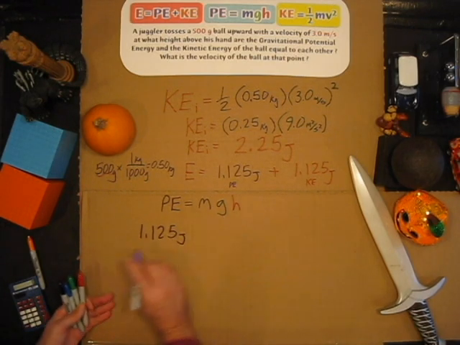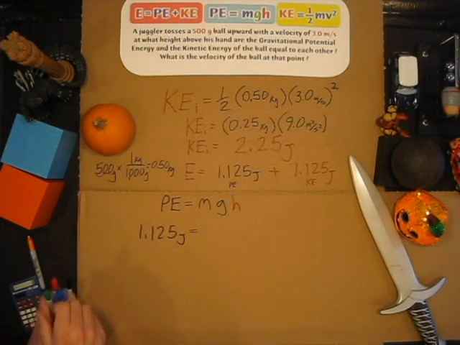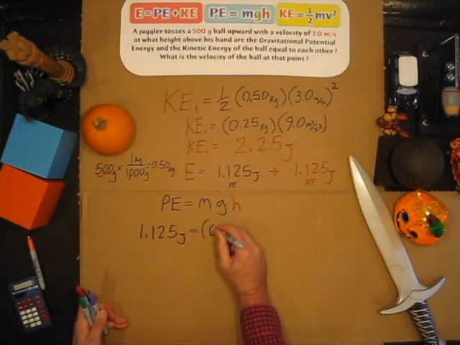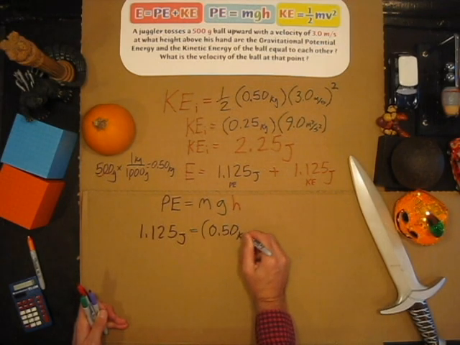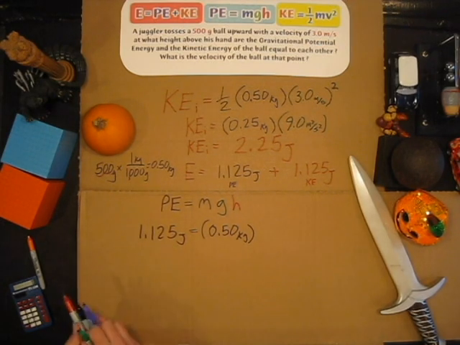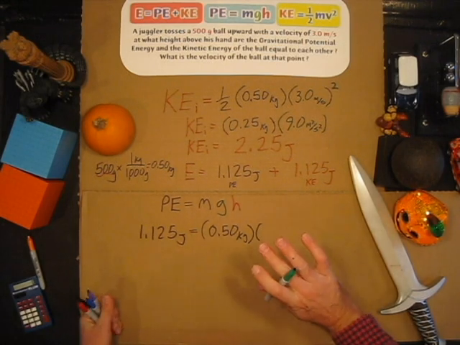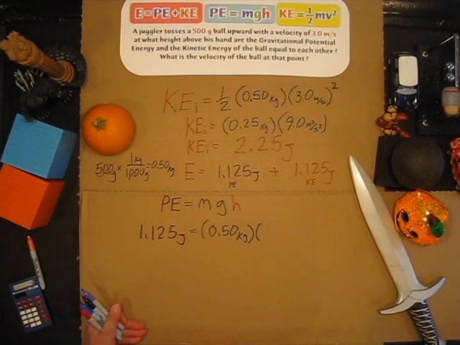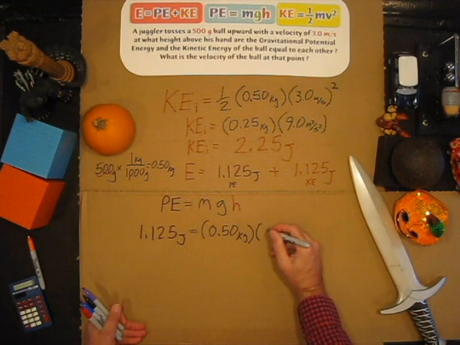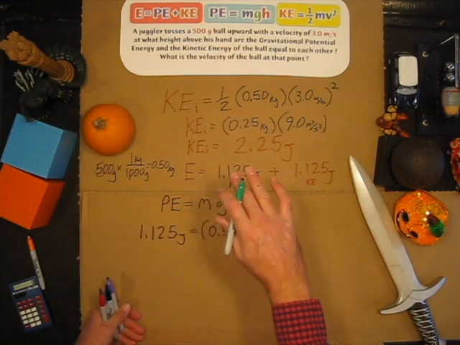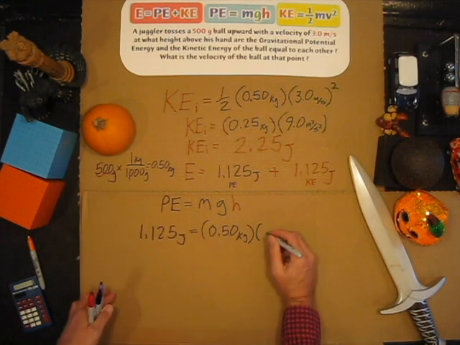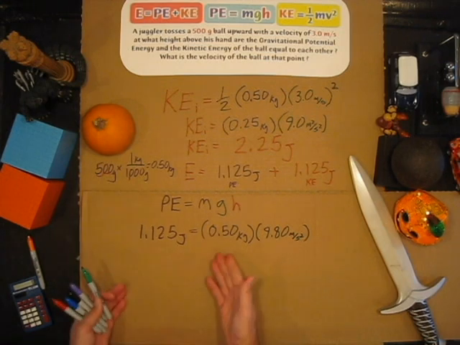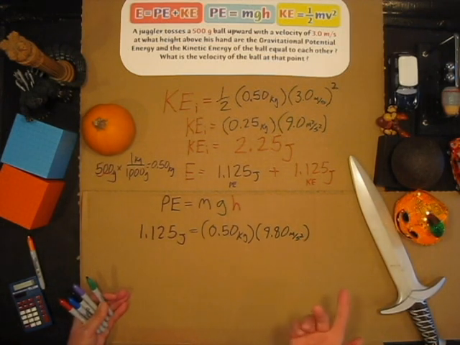1.125 joules would equal, and don't we know the mass? We already did the mass, remember? The mass, we already converted it. It would be 0.50 kilograms, right? And then what's gravity? Well, remember that gravity is actually going in the other direction that the ball is going, but honestly, because of the way we're writing this, I'm going to have to just put gravity in as positive here. Otherwise, we'll wind up with a negative height, which is not what we really want to know. So I'm just going to put it in as 9.80 meters per second squared. Otherwise, we'd have a negative height, which we do not want.